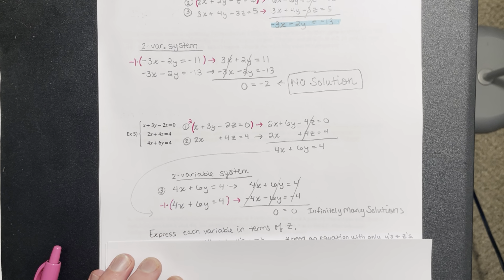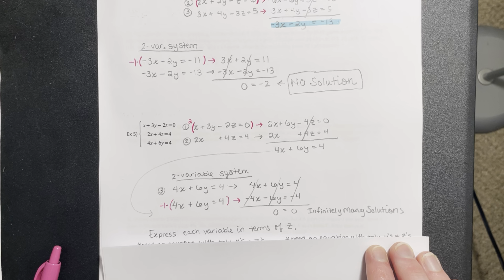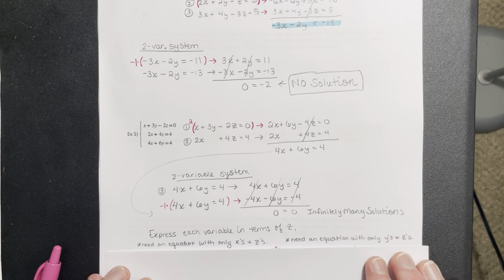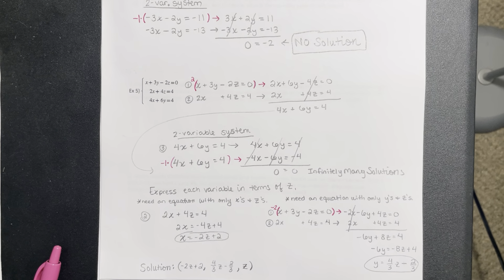Because there are infinitely many solutions, we need to express our answer in terms of z. That would mean I need an equation with only x's and z's and another equation with only y's and z's. To do that, I put the second equation together and solved for z. Sorry, I solved for x. So x is equal to some expression about z, which is negative 2z plus 2. Then we needed another equation that was only y and z. Now this one I needed to do some work to get to.